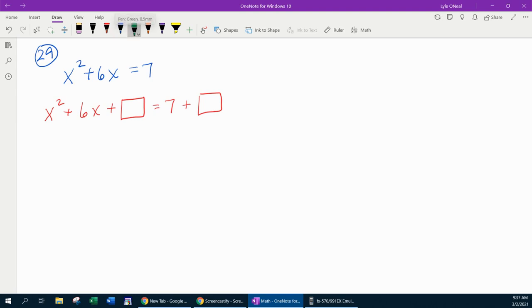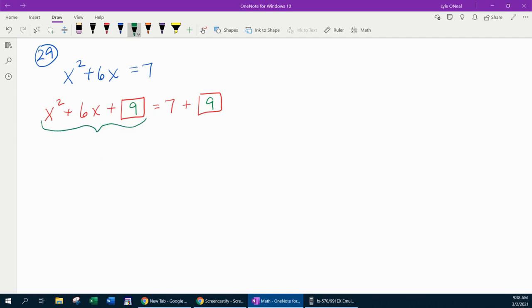Now, how do you get this special number that goes in the box? Well, the process of completing the square says you're going to take half of b, half of 6 is 3, and then that result you're going to square. And so that gives us a value of 9. Now remember, whatever you do to one side, you have to do to the other. So I'm going to add 9 to the other side. That is the completing the square process.